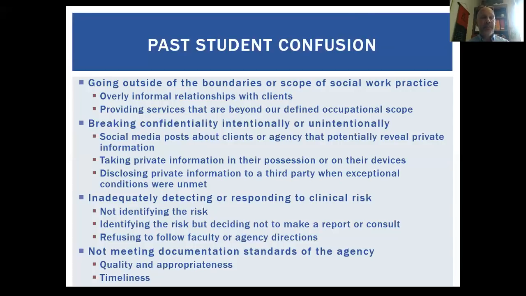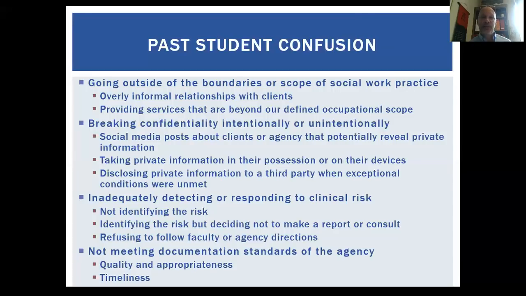We have had students break confidentiality. The most common thing is students posting things on social media about their work, about a client or their agency, sometimes with photos and sometimes with text, where it just becomes clear what they're talking about. I strongly discourage you from using social media to discuss anything that's client or agency related. It's generally not appropriate, so be really careful about that.